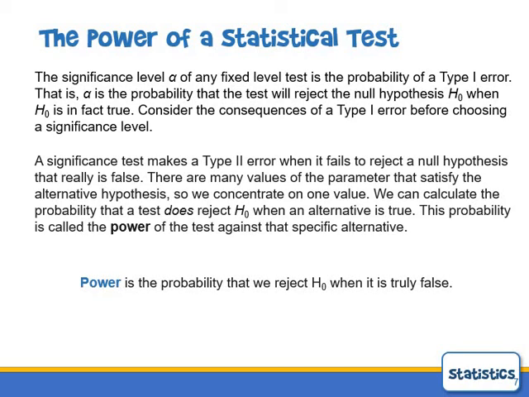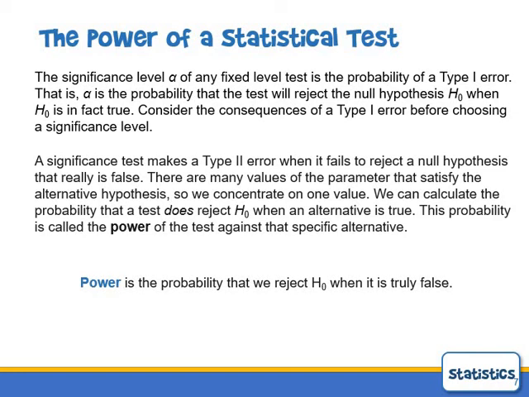And also, we have here on this slide, power is exactly the opposite of a type 2 error. In terms of probability, they're one minus the other. So a type 2 error is when you fail to reject the null hypothesis when it's false. Power is when you do reject the null hypothesis when it's false. So they're the opposite of each other in terms of probability.